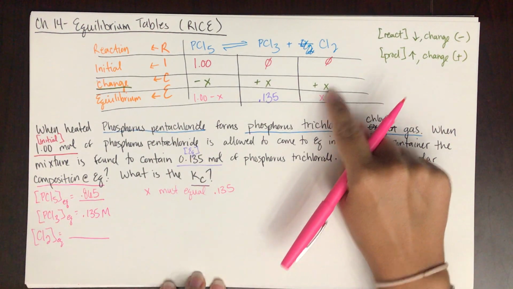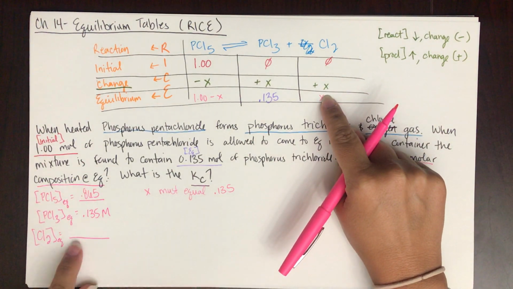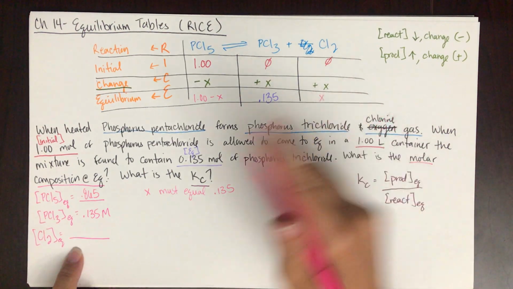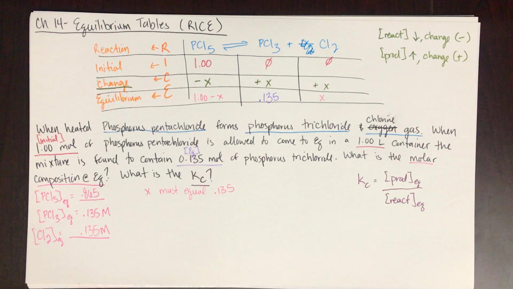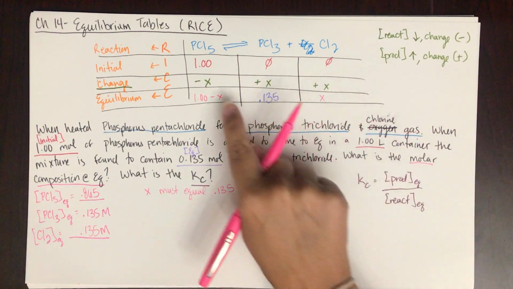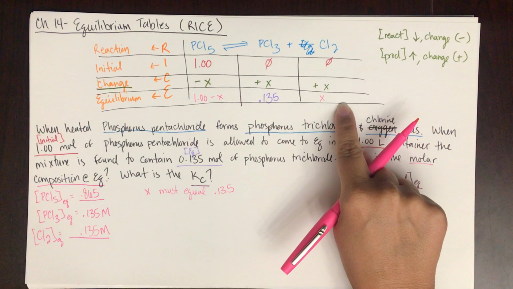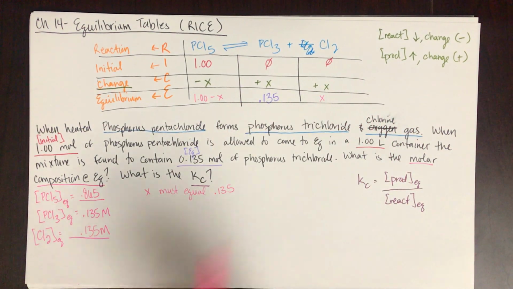So here, if 0 plus X equals X, and I said X is 0.135, that means the concentration of chlorine must also be 0.135 molar. So now I've solved the first part of the problem by using this equilibrium table. I used the information that was given to me to determine what X is, and then I applied that to this bottom row to solve for the equilibrium concentrations of the reactants and the products. So that was the first part.